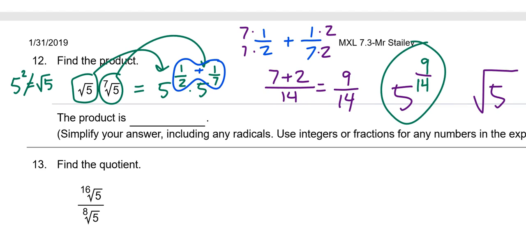Some people got 5 to the 9/14. That is true. What root are we dealing with? The 14th root of 5 to what power? 9. Wait, no, I said that earlier. Okay, write it down first so that you have proof.